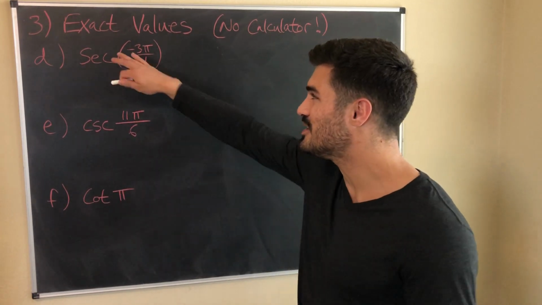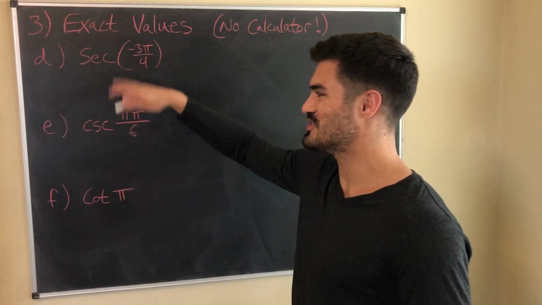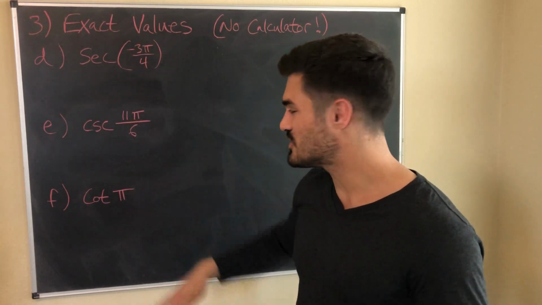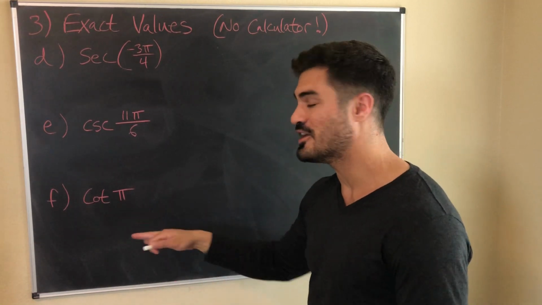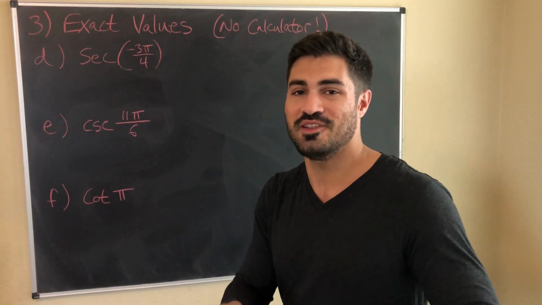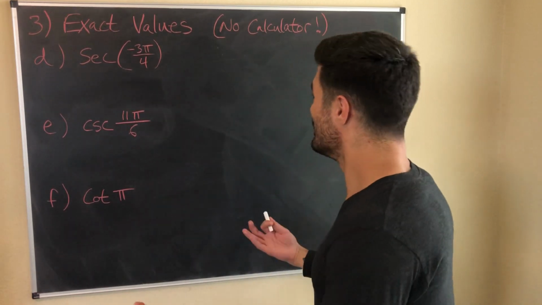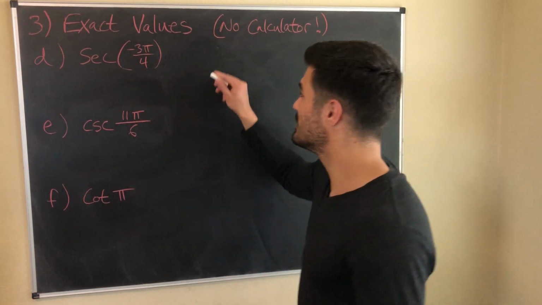So there's no reason to be intimidated. I see a lot of students are scared of secant and cosecant. There's no reason to be. We can always rewrite stuff in terms of sine and cosine. Even with cotangent, we can write it as cosine over sine. So if you're at least comfortable with sine and cosine, then you can find whatever it is you need to find. Just a quick reminder on that.